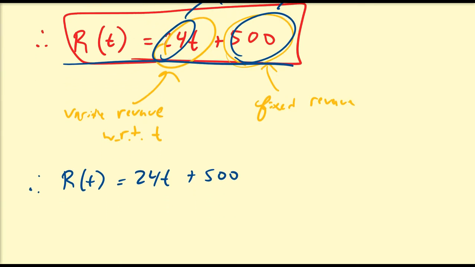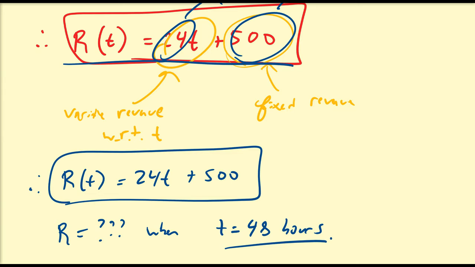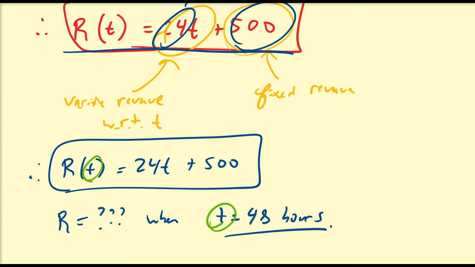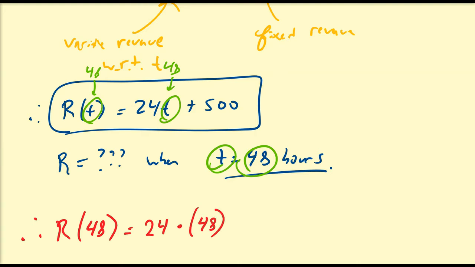So the question asks how much money or how much revenue will we have, so r is equal to a question mark, when the time has passed is equal to 48 hours. So we've already assumed that t in our model is measured in hours, so we can just substitute 48 into the value of t everywhere we see t in our revenue model. So that means the revenue generated in our business after 48 hours is going to be equal to 24 multiplied by the value 48 plus 500.